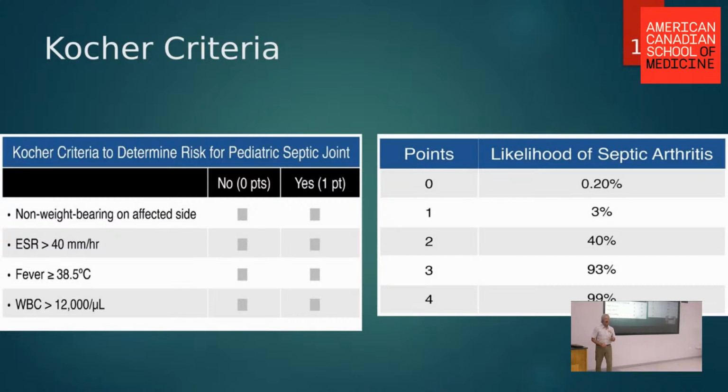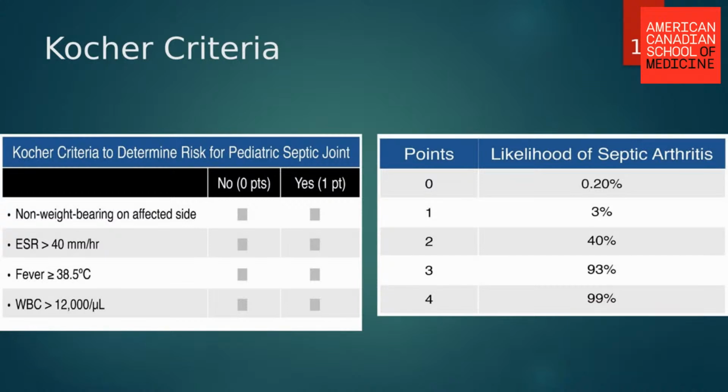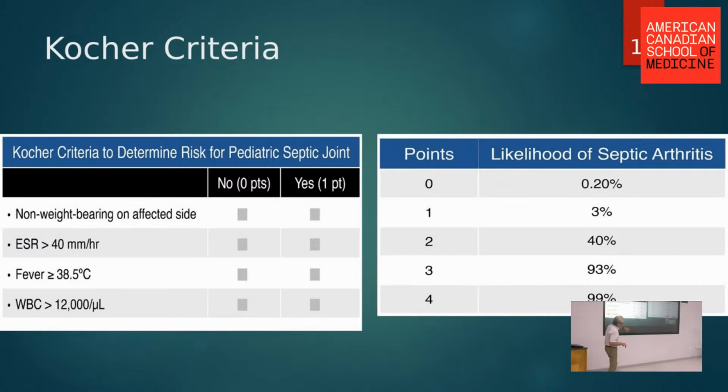There's something called the Kocher criteria, which you can see here. It's basically a scoring system. In this case, non-weight bearing on the affected side, yes. Let's say the SED rate was elevated. We know the kid had a fever. White count was 13,000. That gives him a score of 3 or 4, depending on what the SED rate was. That gives him about a 93% chance, at least, of this being a septic arthritis. So you can feel pretty comfortable going ahead and initiating antibiotics.